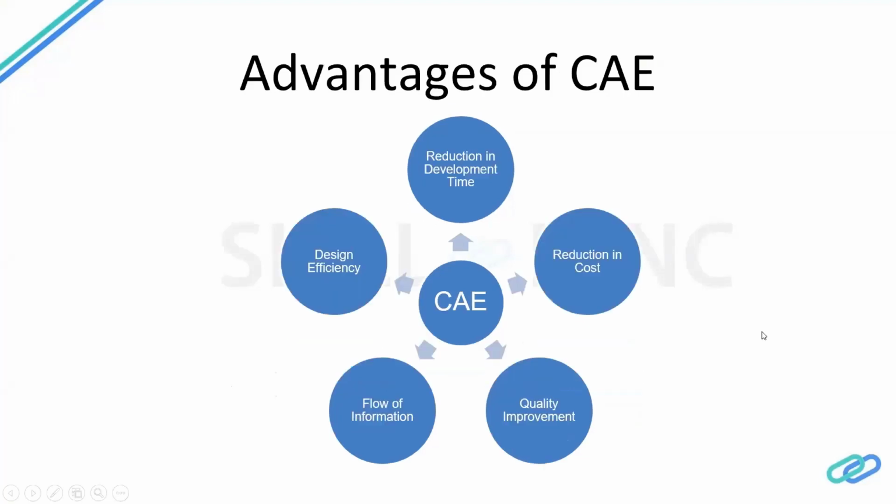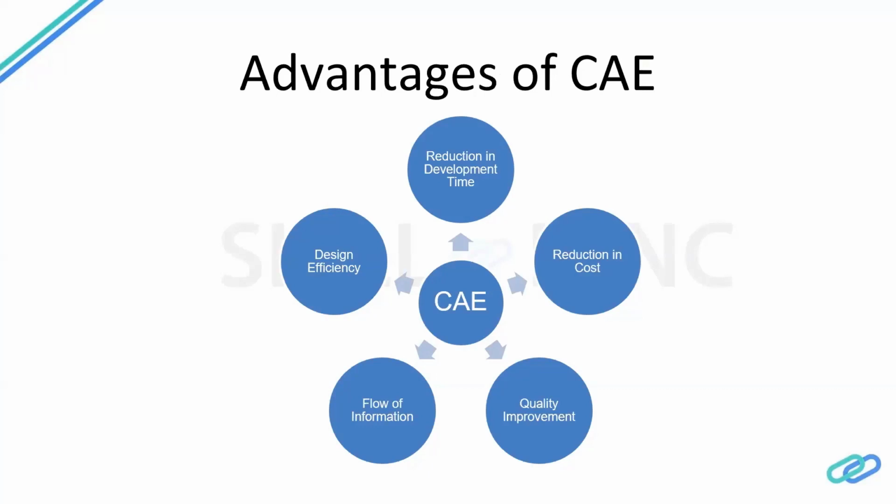So now, what are the typical advantages of CAE? We have already seen that CAE encompasses approximately three stages of the product development cycle, wherein it makes us less dependent on a physical prototype for assessing the performance of a structure.